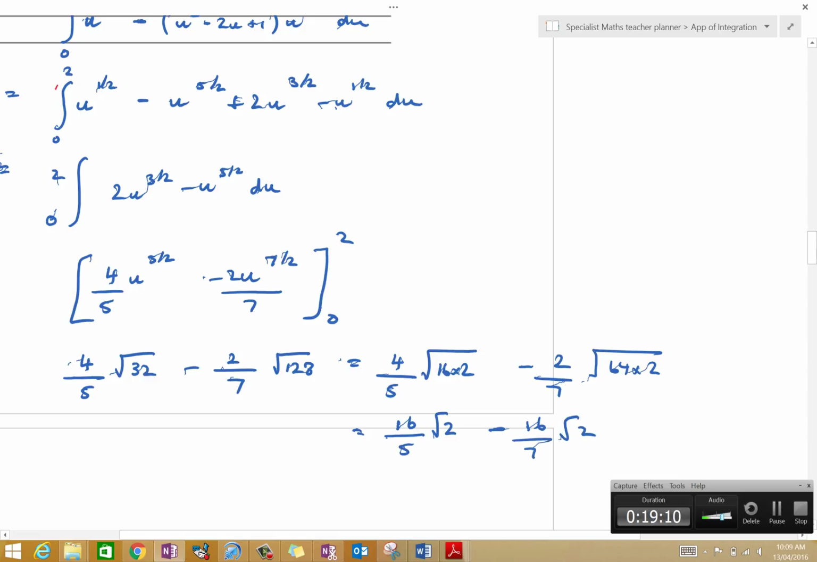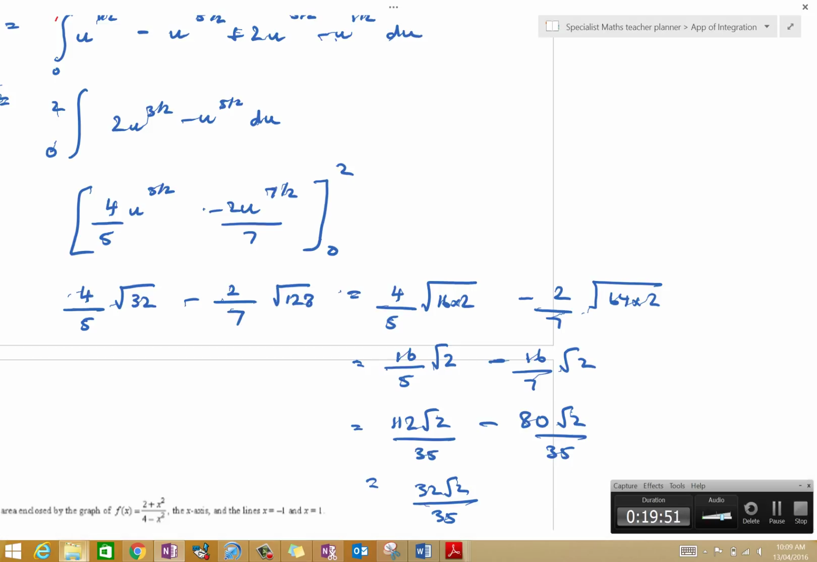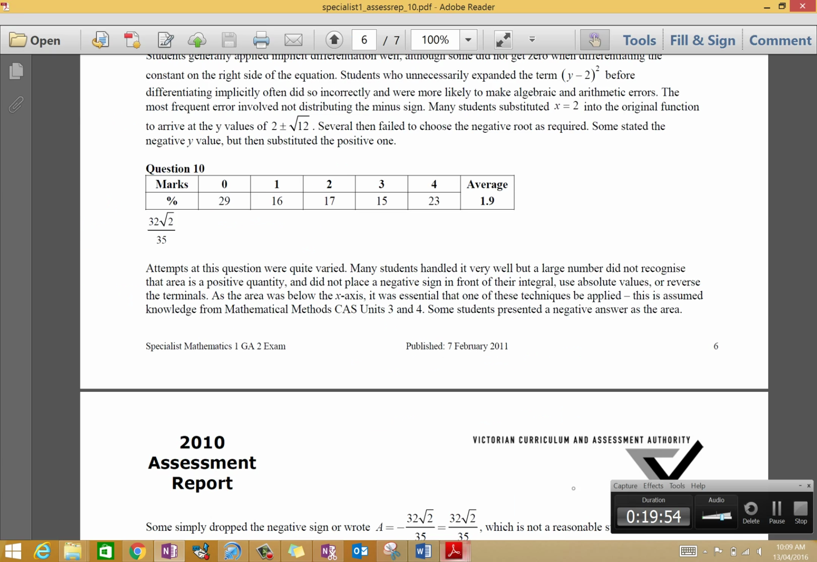I've got a common denominator of 7 and 5. Let's just multiply those two to find the lowest common multiple, which is 35. So I've got to multiply the one on the left by 7. 7 times 16 is 112. Is that right? 112 root 2 on 35, minus 16 times 5 is 80, isn't it? 80 root 2 on 35, which is equal to 32 root 2 on 35. And we know that that's right because look at that.